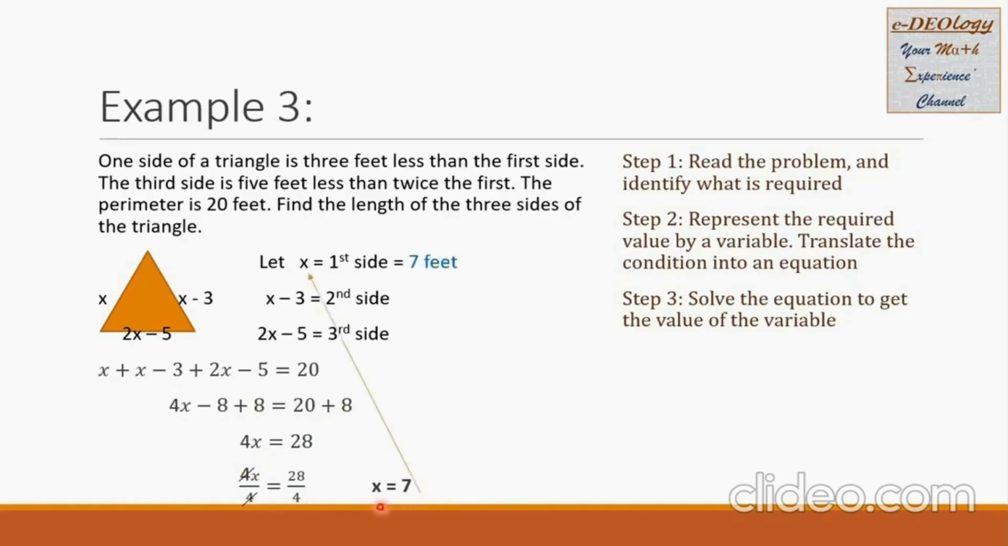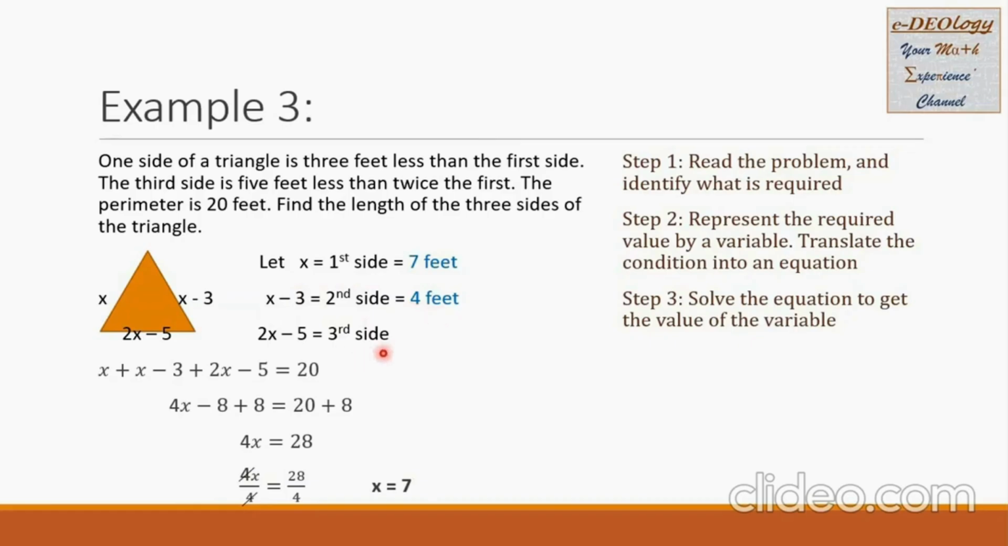It means the 7, that is the first side of the triangle, is 7 feet. To compute now for the second side, we will use the 7. We substitute here, so 7 minus 3 equals 4. And the second side is 4 feet.